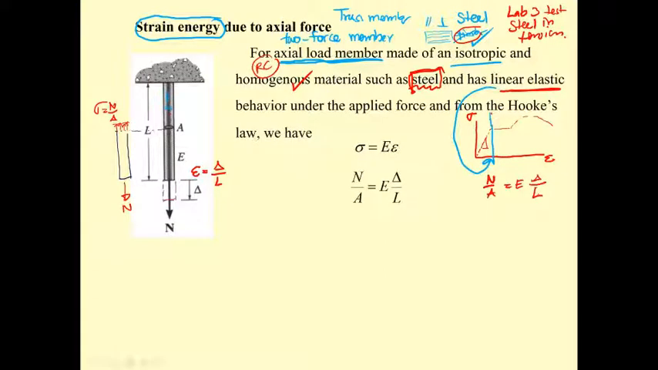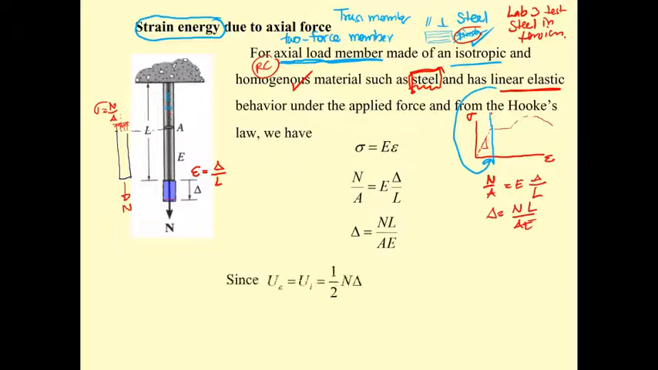You get the equation here, and now you may solve for delta. So the delta is going to be NL, where N is the force over here, times length L, and then divided by AE. That is going to be the elongation of the specimen.